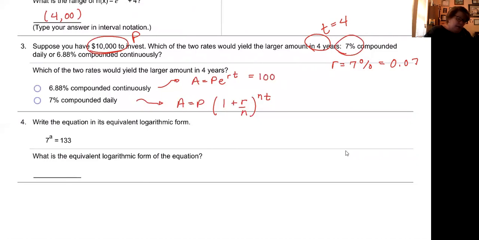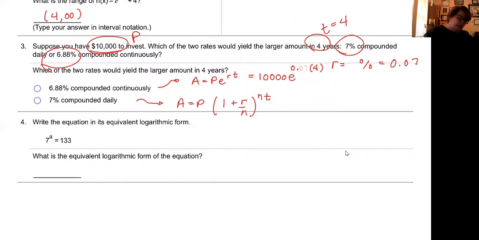So we have 10,000 times e to the 0.07 times 4. That's our first formula. And our second formula, oh, I think I got a mistake here. We're going to compound continuously at 6.88%. Don't you like it when I make mistakes?